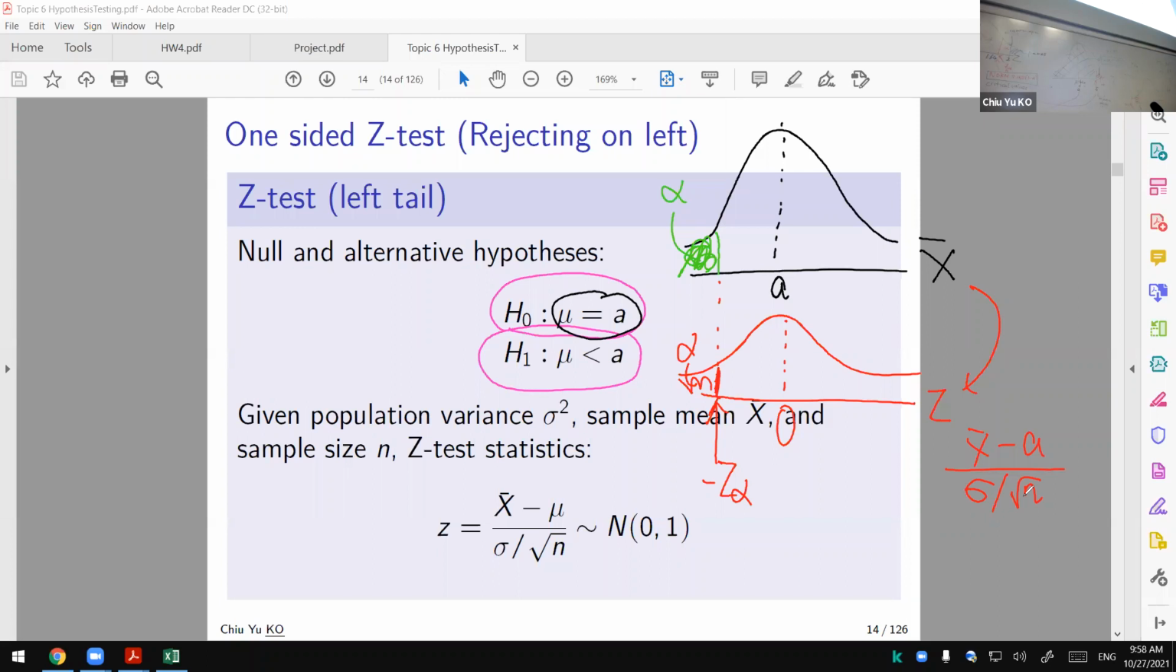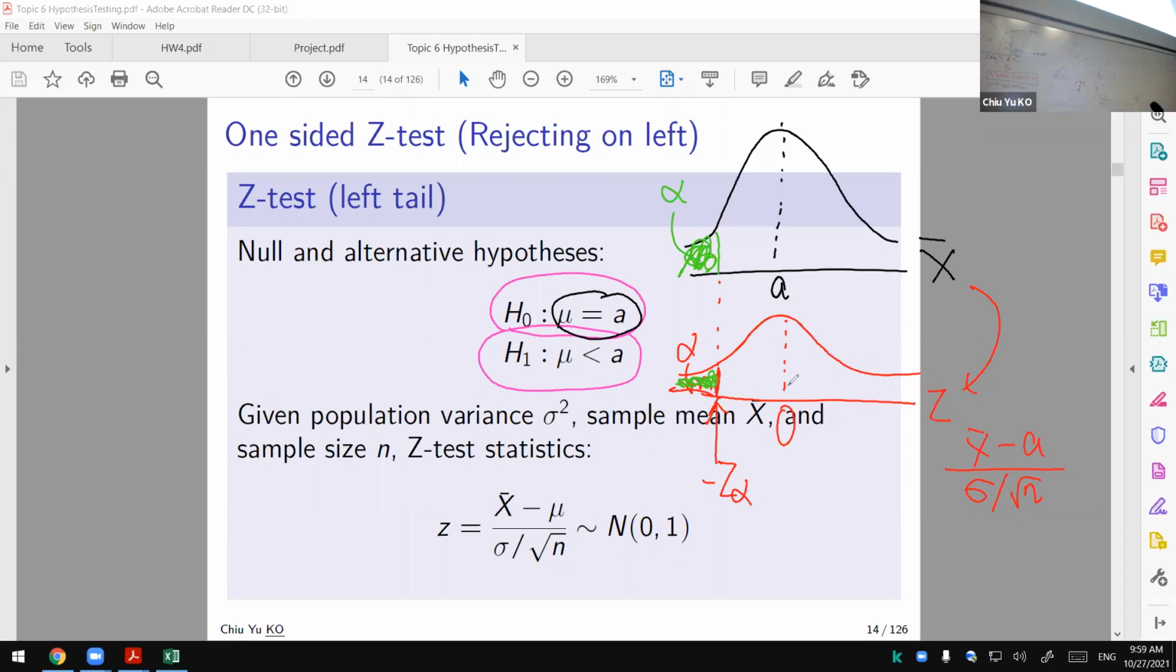Because X bar has a normal distribution with the mean A and variance sigma square over n. So you minus the A divided by the square root of the variance, which is sigma over root n. That will be giving us the Z table. So this area is the rejection area. Maybe I should use green color as well. So that is the main goal.